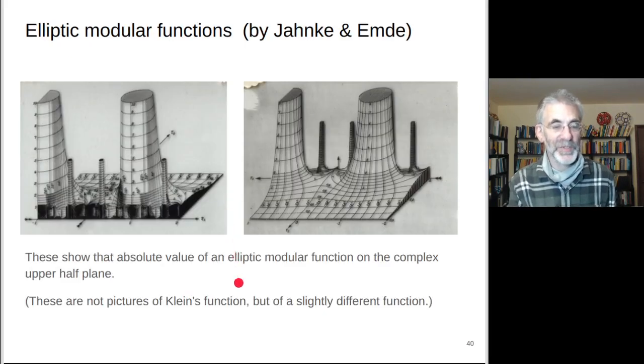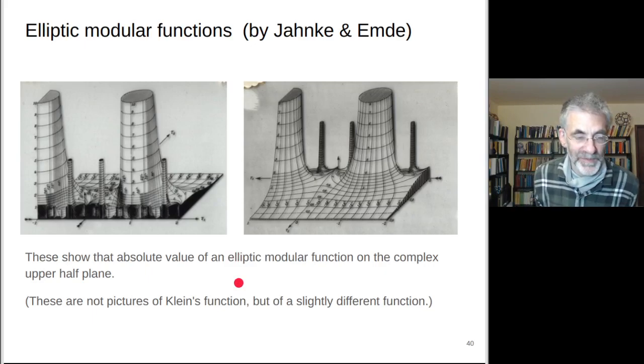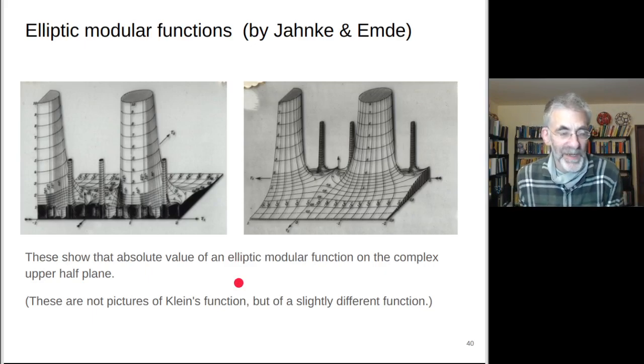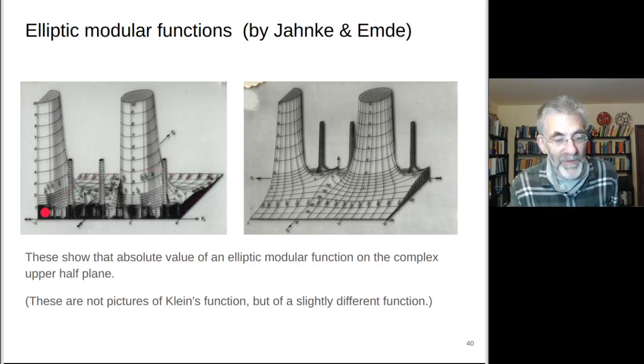So here's a picture of Klein's elliptic modular function. These are some absolutely stunning hand-drawn pictures in this book by Jahnke and Emde. And what's going on here is this is the upper half plane in the complex numbers, and this is actually a graph of the absolute value of Klein's elliptic modular function. It's considered as a function from complex numbers to complex numbers, and you see it has this series of poles. It's pretty obvious why poles are called poles if you look at this diagram.